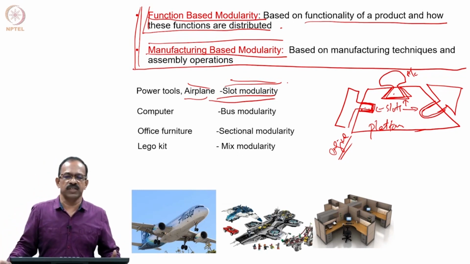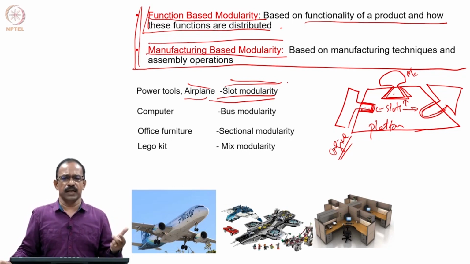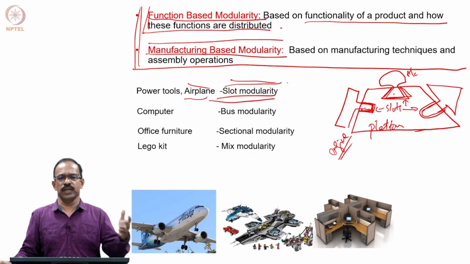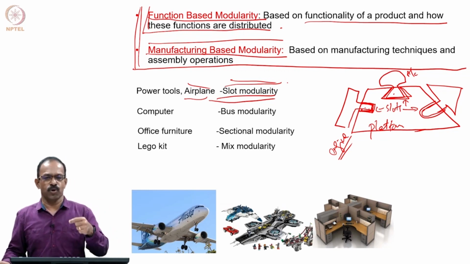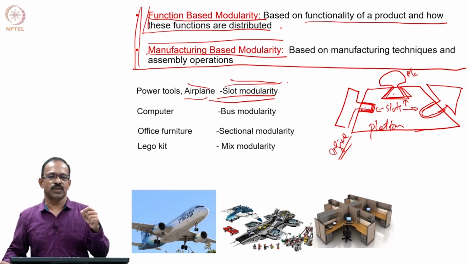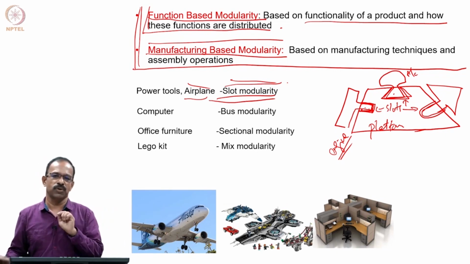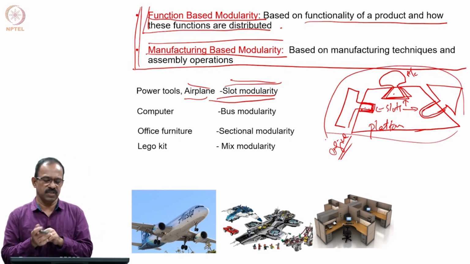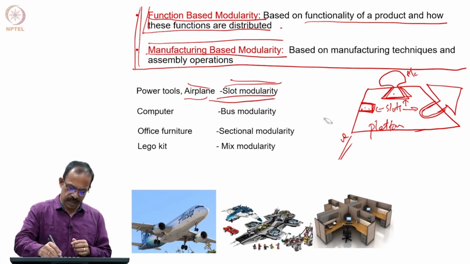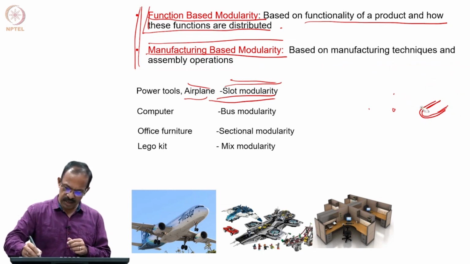You can see many products in this format. If you take power tools, electrical drills or hand drills, there will be a slot for an electric motor. As long as the motor has a slot or interface suitable to this machine, you will be able to connect any motor. It does not really matter what kind of motor, as long as it has the same slots, you will be able to connect. Such products have slot modularity. This is one of the commonly used modularities, especially in modular architecture.